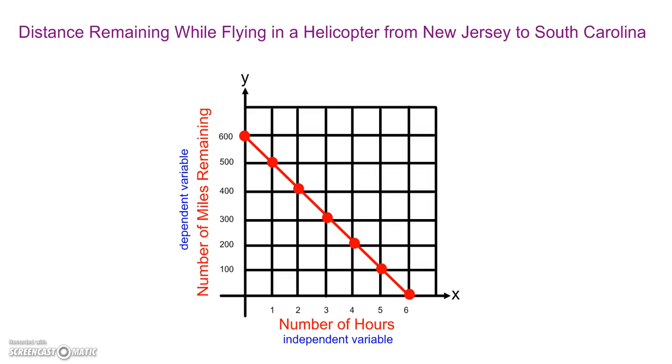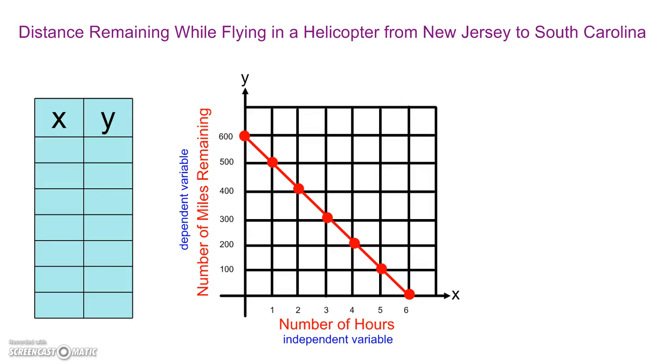Now that we've explored the parts of our graph, we need to really understand the data that's found in it. We might want to start with a little data table. If we create an XY chart or a data table with our X and Y values, I think you'll find there's a lot of patterns that we'll see. Let's start when X is 0. When we haven't flown any time at all, how many miles are remaining? Well, when X is 0, Y is 600.